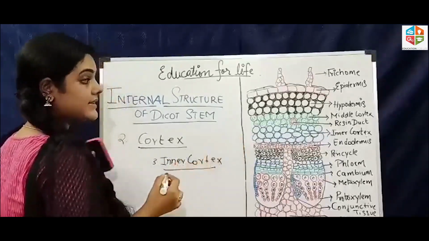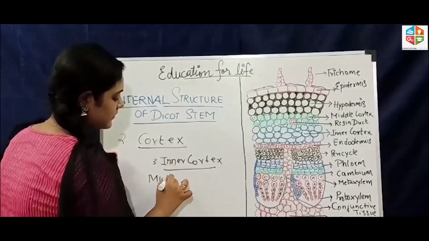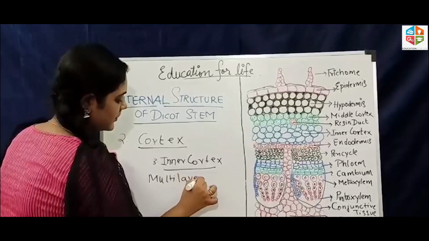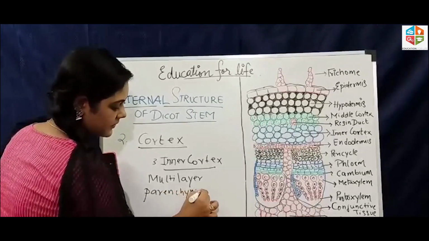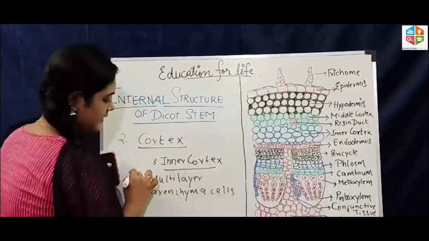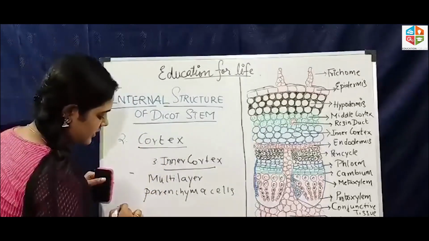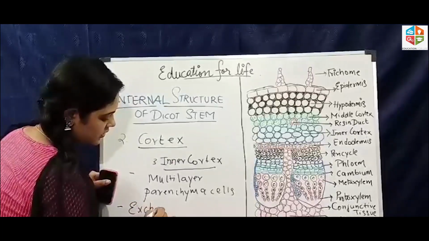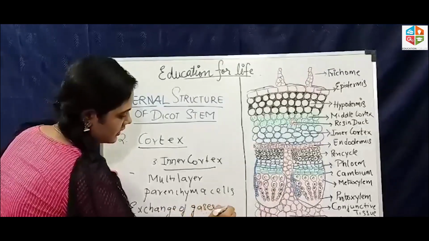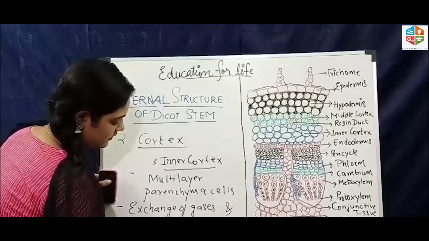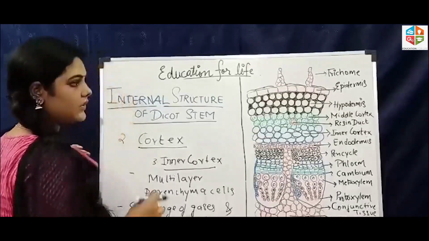So the inner cortex here is made up of multi-layer parenchyma cells. The function of the inner cortex is storage and exchange of gases, exchange of gases and storage of food.